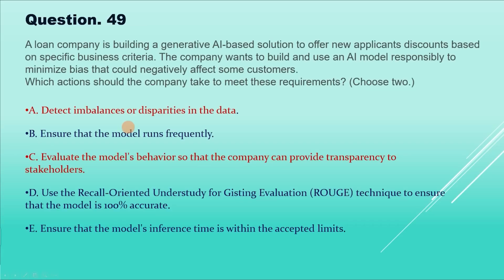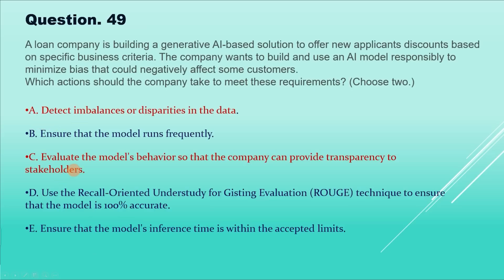And option B is not correct here because a frequent model run doesn't address bias or responsible AI. And option D, ROUGE, is not correct here because it is used for text summarization evaluation, not lending decisions. And option E is wrong here because inference time is about performance, not fairness or responsibility. So option A and option C are correct here.